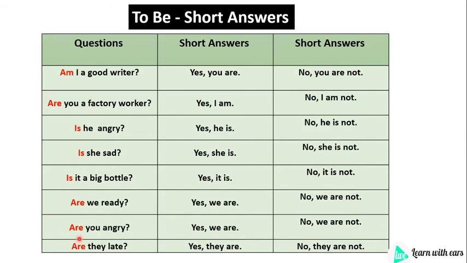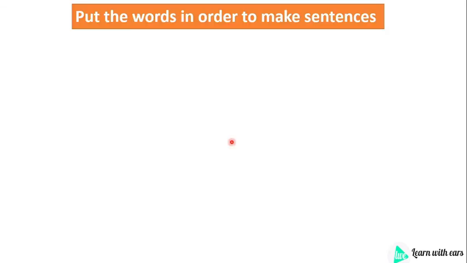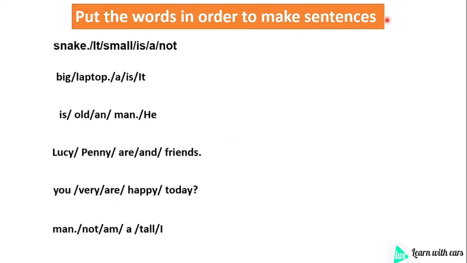So remember, we use you as a singular subject or as a plural subject, both. Now next is, are they late? Yes, they are. No, they are not. Okay, so these are short answers, positive answers, negative answers. Now let's put the words in order to make sentences. So here, these are some words and we have to make proper sentences.